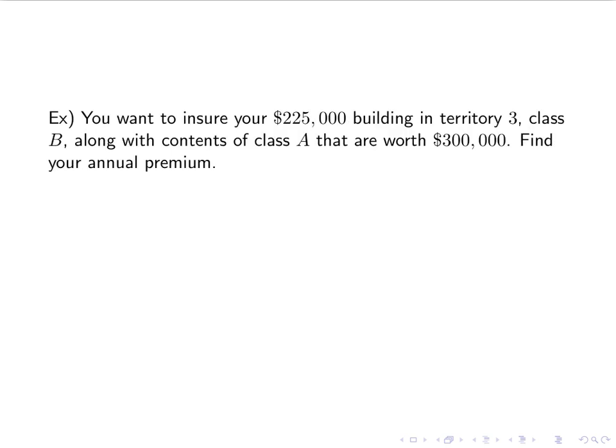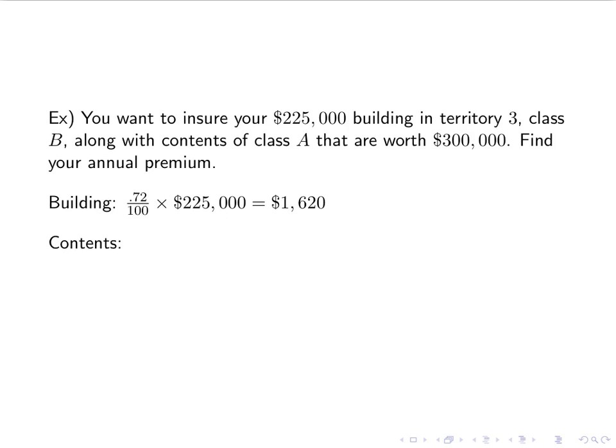So let's try another one. You want to insure your $225,000 building in Territory 3, Class B, along with contents of Class A that are worth $300,000. Find your annual premium. So we start with the building, Territory 3, Class B, and we should be getting 0.72. So 0.72 divided by 100 times the face value of your building, and we should be getting $1,620.